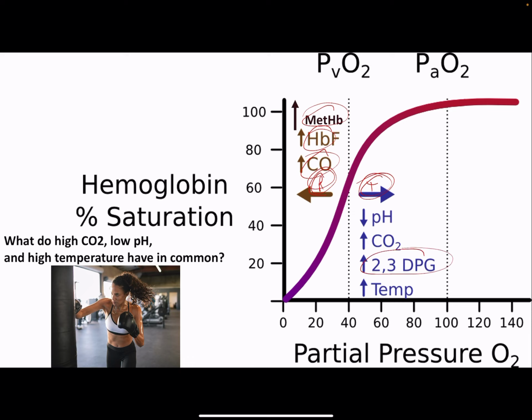2,3 BPG, or DPG, is something you create more of if you go up in altitude. This is a negative molecule that binds to positive amino acids within the hemoglobin and stabilizes the tense conformation. And now these three really go together.